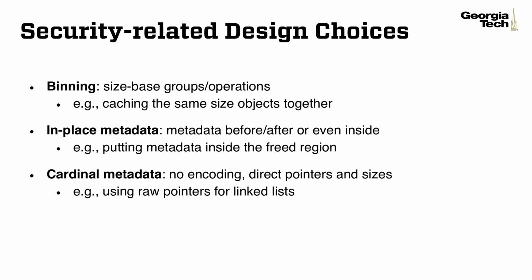There are three security-related design choices made in heap allocators. Binning means the heap allocator tends to perform operations on same-size objects as a group. In-place metadata means the allocator tends to avoid unnecessary lookup by placing related metadata nearby. Cardinal metadata means the allocator places the raw data such as pointers as they are. We will highlight the security implication of each design choice later in this lecture.